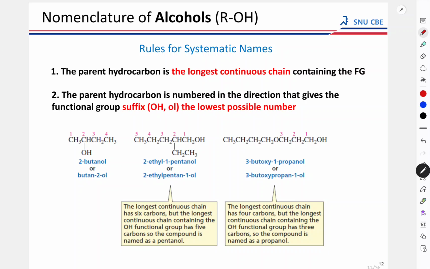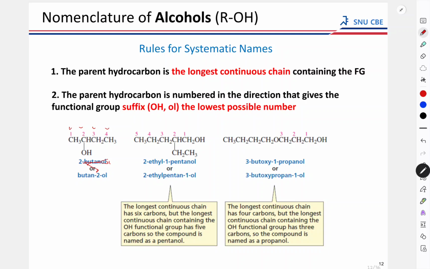For instance, for this one, you can identify the longest possible chain. It's a butane here, so it's going to be butanol at the end of the day. But you have the OH group at 2 positions. This is why it's called 2-butanol, or as I mentioned in the previous slide, you can call it butan-2-ol. You can put the 2 just in front of the suffix or in front of the full chunk, the parent hydrocarbon. Okay.